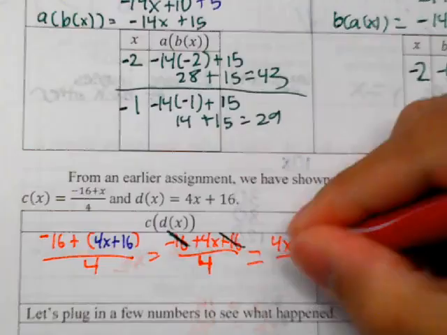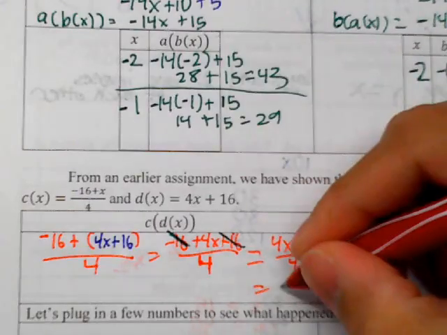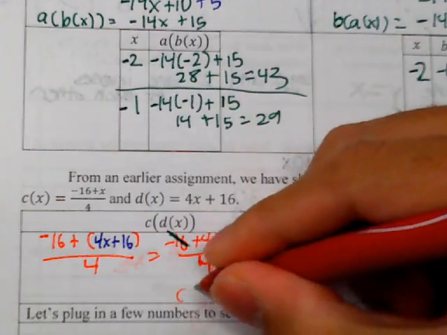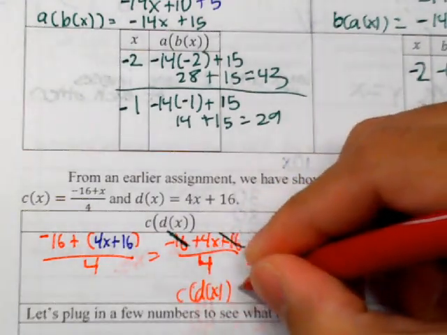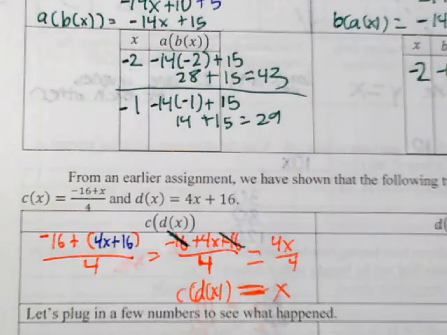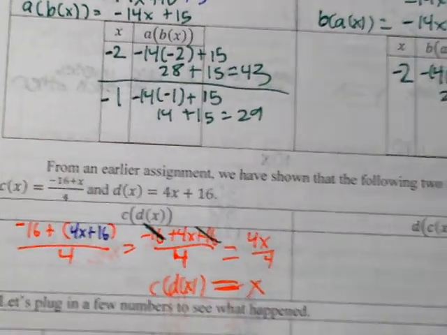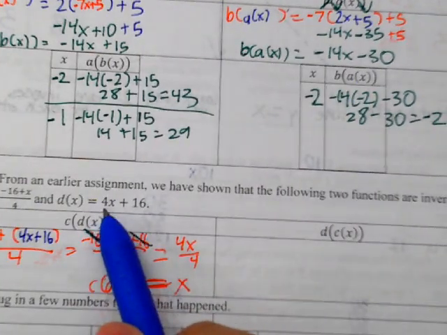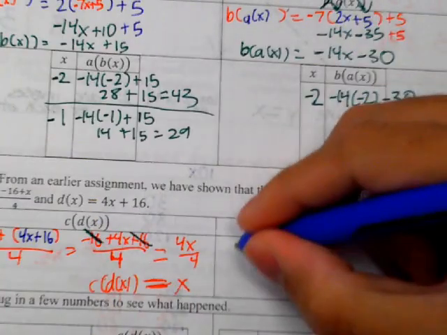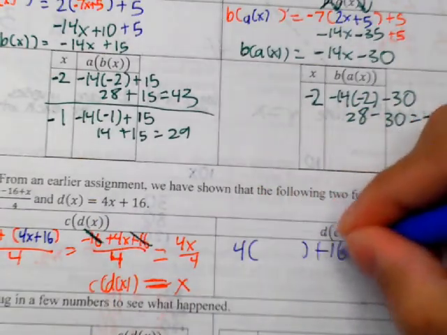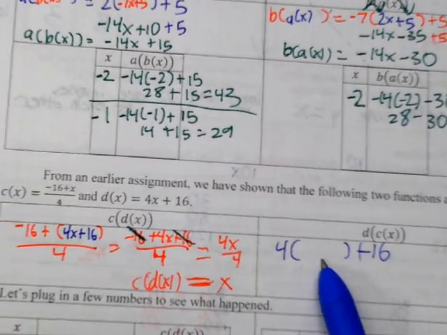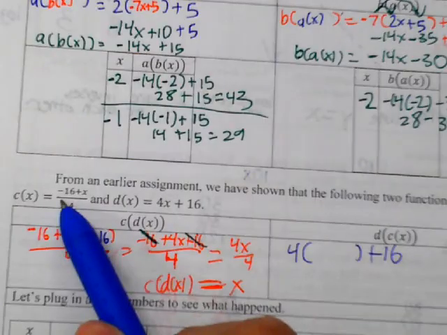Okay, and now let's do the other order, d of c of x. So this time the outer function is d of x. Okay, so 4x plus 16, I replace the x with a big parentheses, but keep the 4 in front, keep the plus 16 at the end. And in that parentheses goes the inner function. Okay, so we've got 4 times the quantity negative 16 plus x over 4, and then all of that plus 16 at the end.